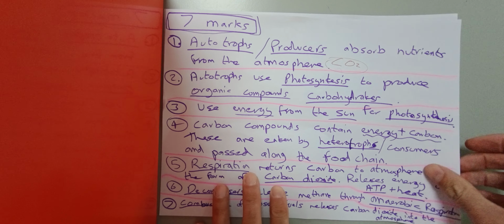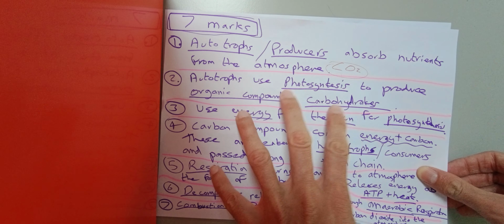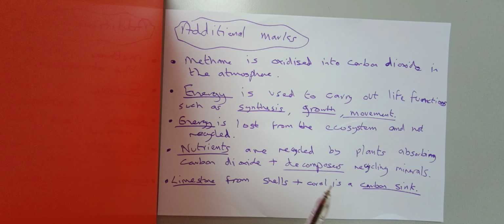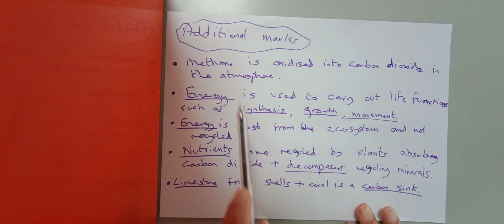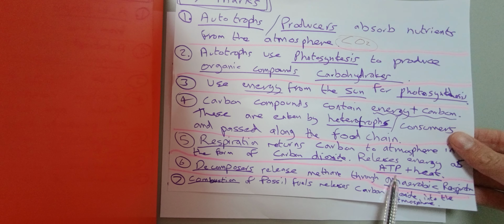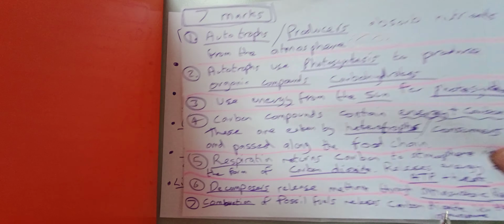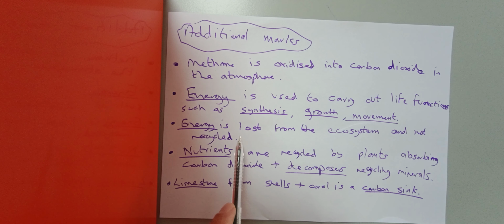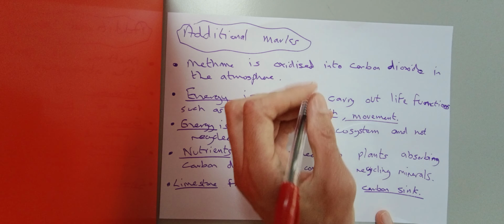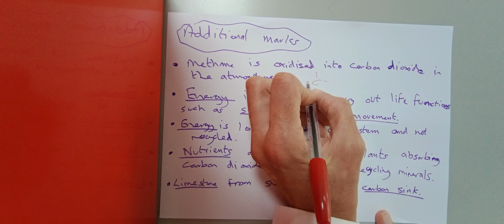Now, it's not quite finished yet. You can see these 7 basic points to get 7 marks, but if you want to be a bit more specific as well, I want you to add these in. Methane: remember, methane is released by anaerobic respiration, those little decomposers under the soil. Methane is oxidized into carbon dioxide in the atmosphere. Remember that methane looks like this, okay?